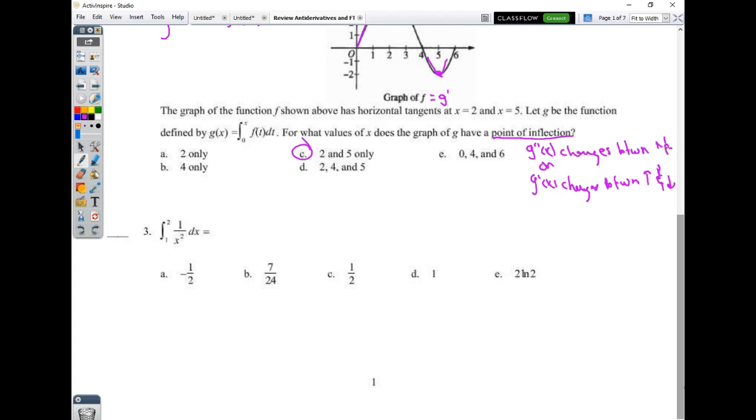Question 3 is asking us to simply find that integral. One thing to be careful of, we've learned how to do natural log. Please do not tell me that this is the natural log of x squared. That is not the case.